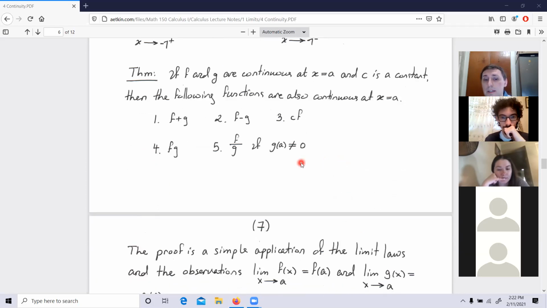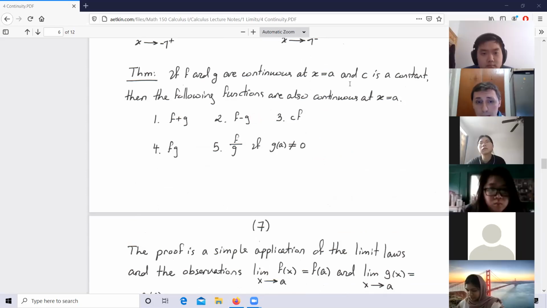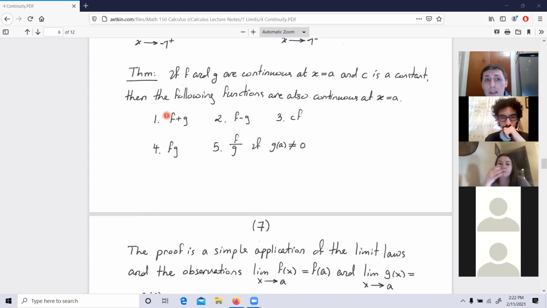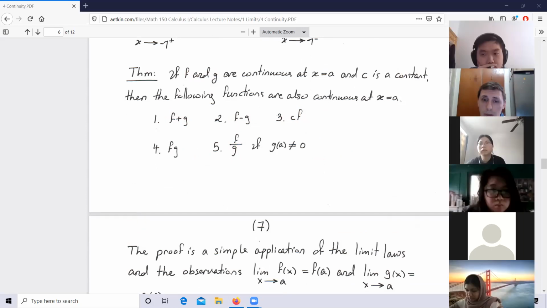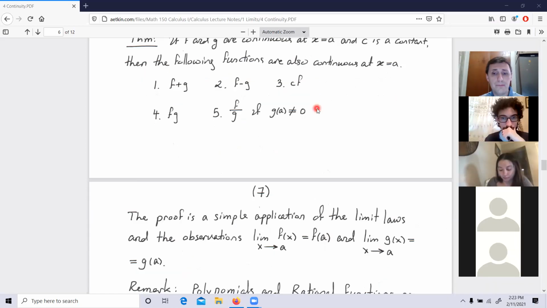Here is the theorem, guys. Just like mirroring limit laws, it follows for exactly the same reasons. If you have two continuous functions, f and g, the sum of those functions, the difference of those functions, a constant times a function, and the product will all be continuous. The quotient is continuous as long as the denominator does not produce zeros. Okay? So there is a very easy way to generate more continuous functions once you know certain continuous functions.